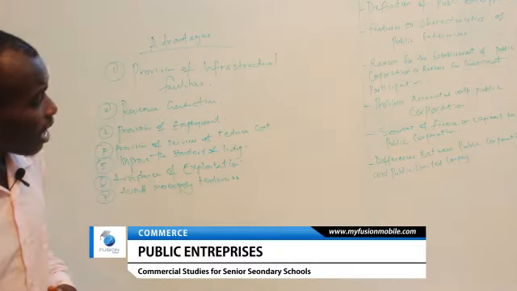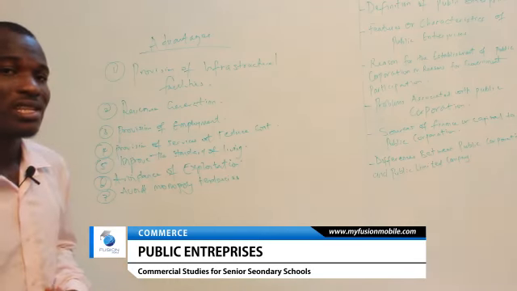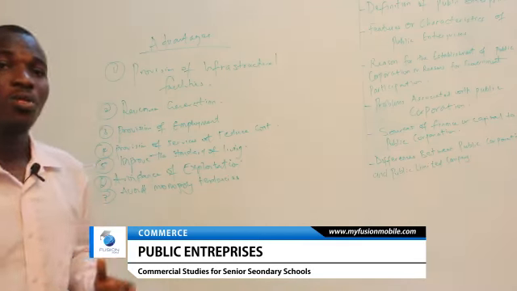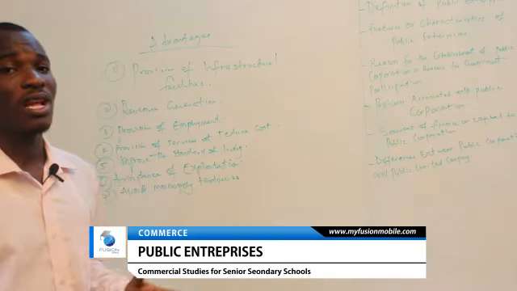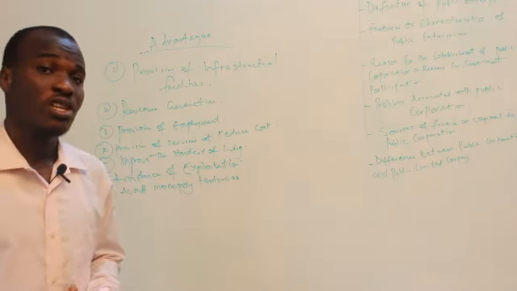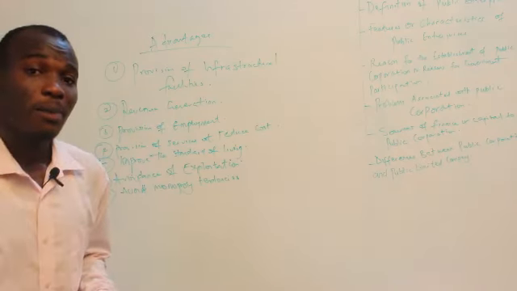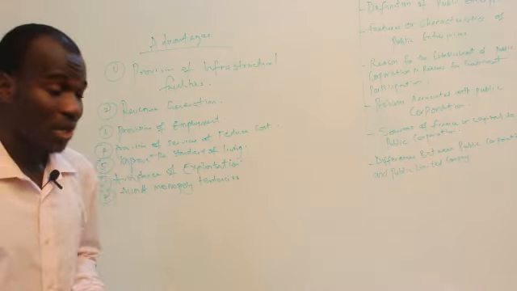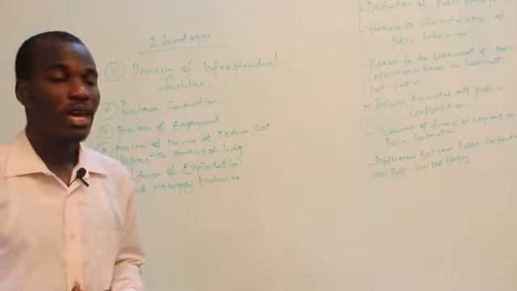Now another advantage we have is the avoidance of monopoly tendencies. So it ensures that any private individual is able to be in production of any particular goods, so that there will not be any single producer of any goods. It ensures that there is no private monopoly of any particular aspect of production. So that is one of the advantages of the public enterprises.